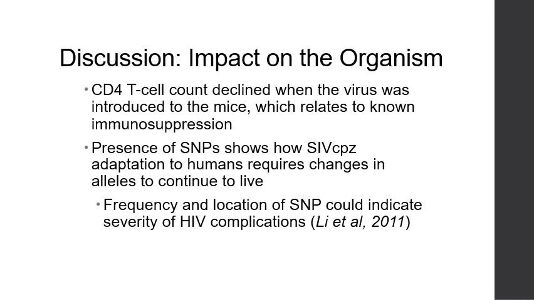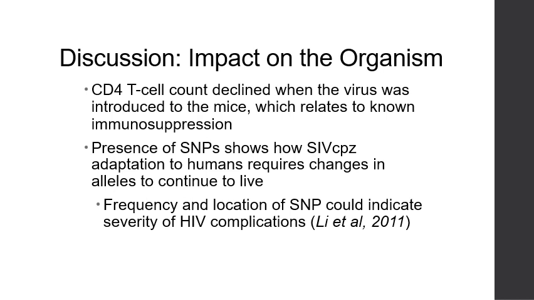The way that SIV-CPZ impacts its host is the reason why it was able to live for the duration of the experiment. So whenever SIV-CPZ was introduced, the CD4 T cell count quickly declined, and then it was not able to recover to its original values. And this relates to the immunosuppression that we see in humans with HIV. And the presence of the SNPs that were found shows how SIV-CPZ adapts to humans and actually changes the genome.